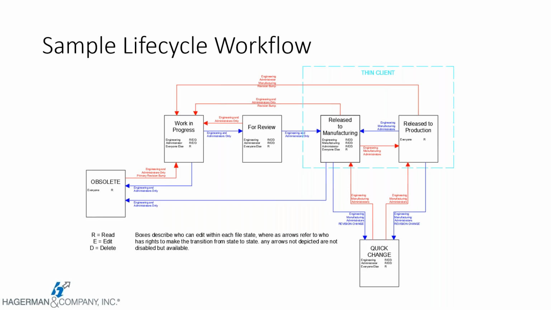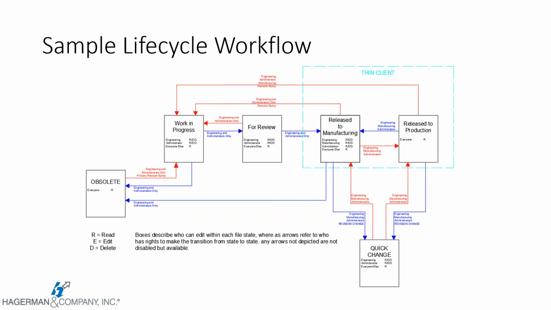And the way to think about this diagram is that each one of the boxes represents the various states that a file can reside within inside of the vault. And each arrow, whether it's blue or red, the color means nothing, is the transition from state A to state B. And the idea behind this is that within each of those states, there's a level of security.